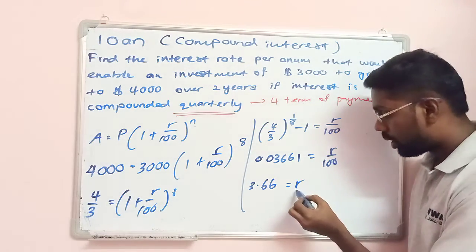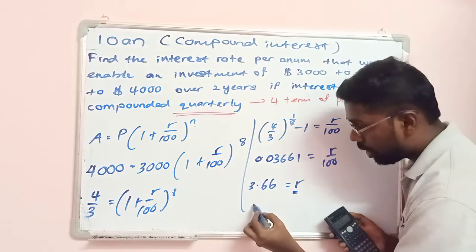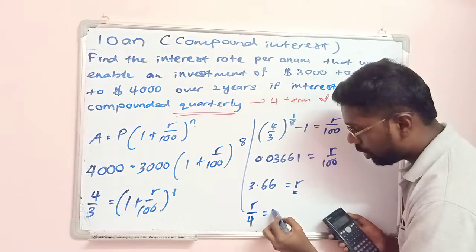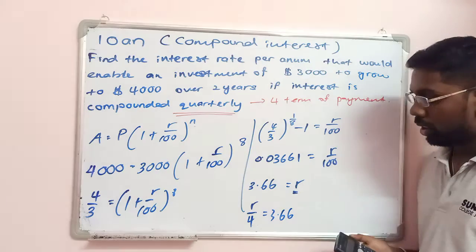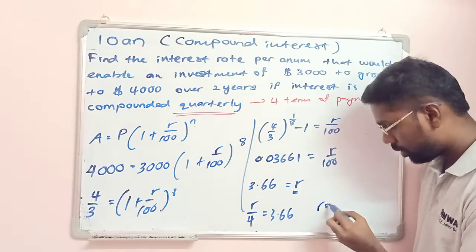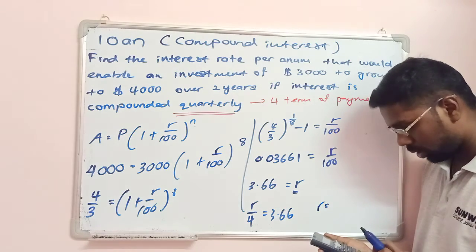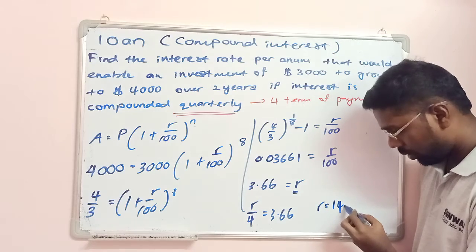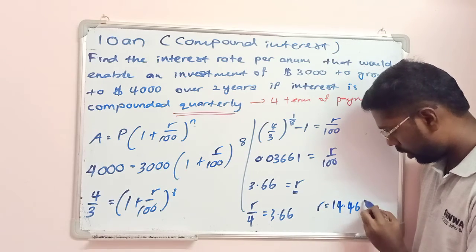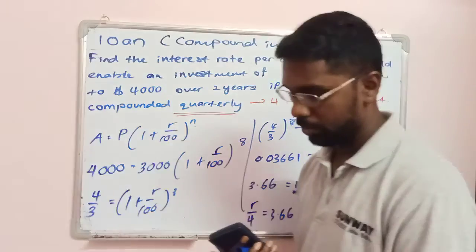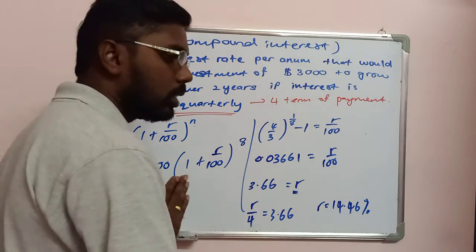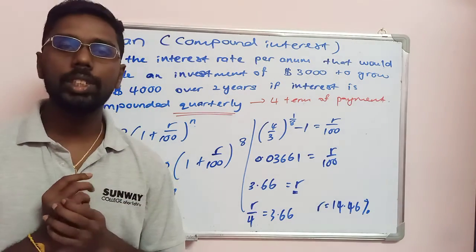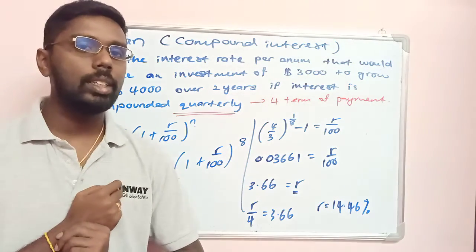But this r is the rate per quarter, so r over 4 equals 3.66. Therefore, the r value is 14.46% per annum. Okay, with this we stop our compound interest lesson and we'll continue with the next video. Thank you.